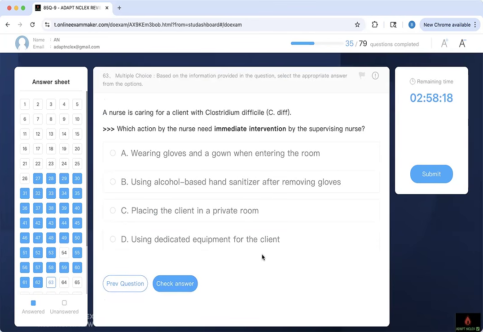You see, we switch. You finished physiological adaptation. I'm taking you to what? Infection control. I use all the things the NCLEX will ask you. If you're able to score high in this test, you are ready to go.